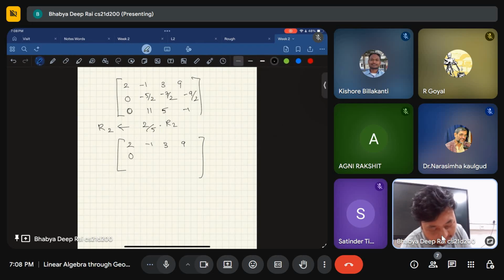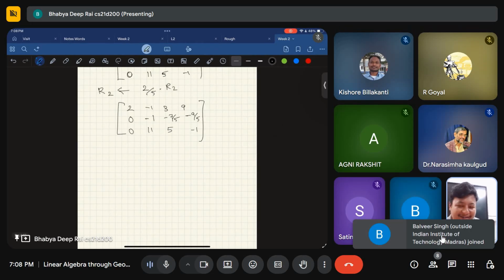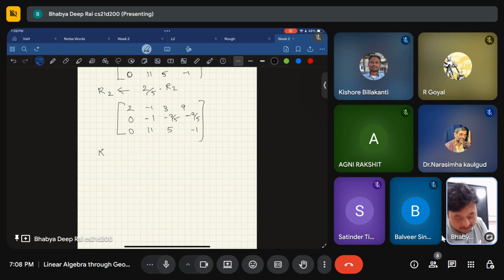Good. You'll get a minus 1 here. You will get minus 7 by 5. Oh, no, 2 by 5. Yeah, minus 7 by 5. Oh, okay. Still we are getting some fractions, but that's okay. Good. And here we'll get minus 9 by 5. Okay, 0, 11, 5, minus 1. But at least it helped in getting this one.